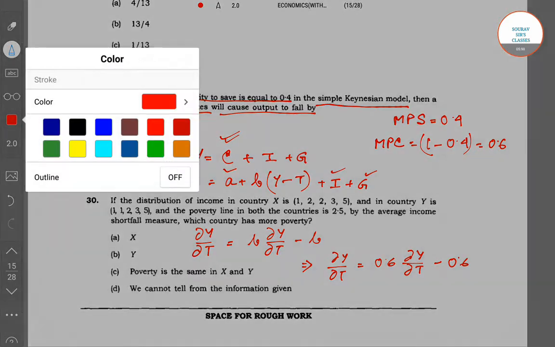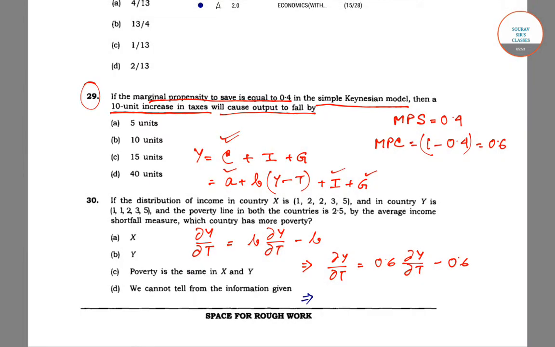Let me change the color for better understanding. So 0.4 del Y del T will be equal to minus 0.6, or del Y will be equal to minus 0.6 divided by 0.4 into del T, which is 10, as the change in taxation is 10 units. So this will be 6 by 4 into 10, or 60 by 4, that is 15. So this will be minus 15. So an increase in tax by 10 units will cause output to fall by 15 units. So option C is correct for question number 29.